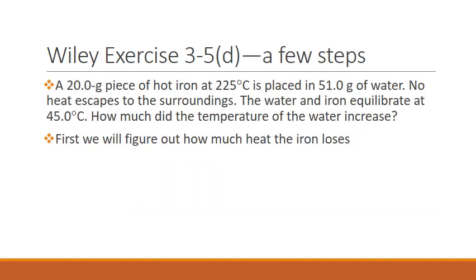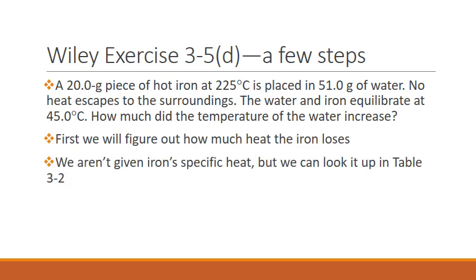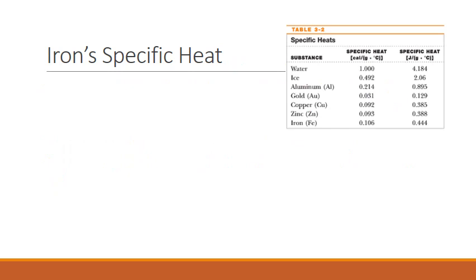There's our information again. So first we're going to figure out how much heat the iron loses. We're not given its specific heat, but we'll look it up in table 3-2. If this problem were given on an assessment, you would be given the specific heat. Don't worry about memorizing those values. So we'll look up iron specific heat. There it is right there.